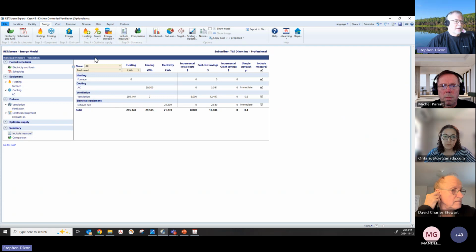So let's take a look here at fuel saved. It looks like this pays back really, really quickly in this situation. With demand control ventilation, when you're going from a 24/7 situation to a much more constricted situation, there are some pretty good paybacks on that. So we'll send out that file so you can have a look at that afterwards.